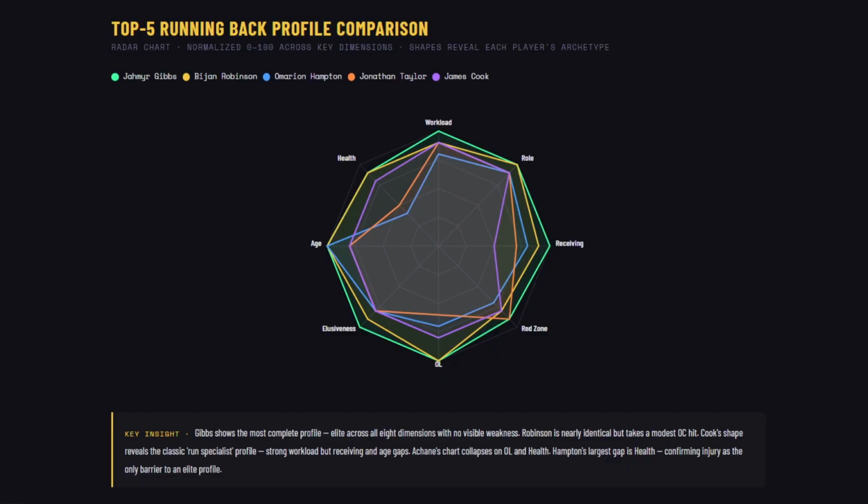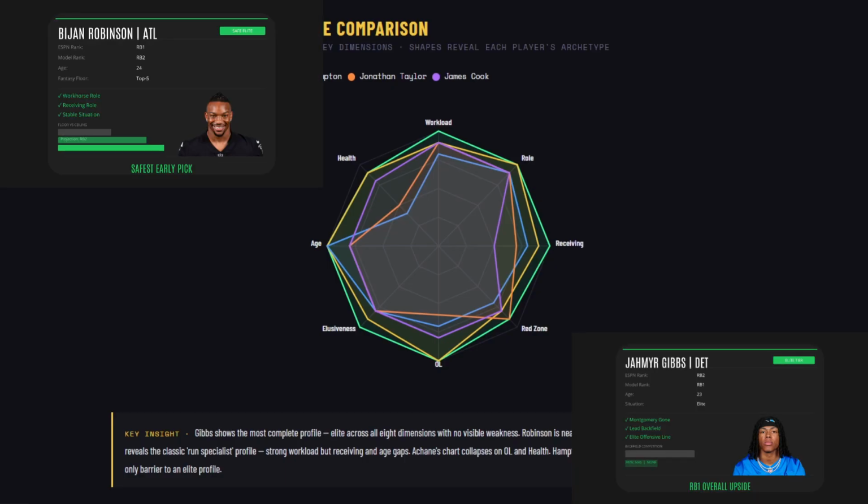Now, I know these two running backs are extremely obvious. They are respectively the number 1 and number 2 drafted players at consensus currently on most sites. But we have to talk about them because the data is unbelievable. This is generational data from both Jahmyr Gibbs and Bijan Robinson. If we look at this running back profile comparison, we see Jahmyr Gibbs and Bijan compared to the next 3 running backs, spoiler, from the model: Omarion Hampton, Jonathan Taylor, and James Cook. Look at how much better Jahmyr Gibbs and Bijan Robinson are compared to their competition. These guys are easily the 1A and 1B of fantasy.